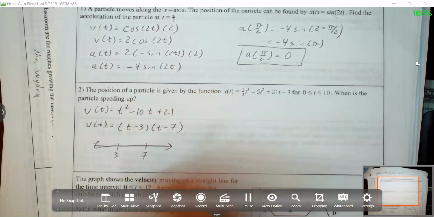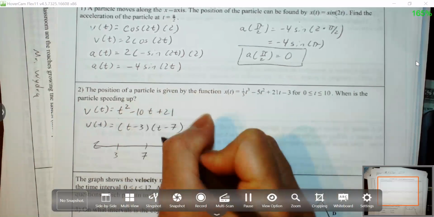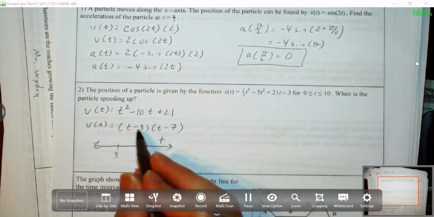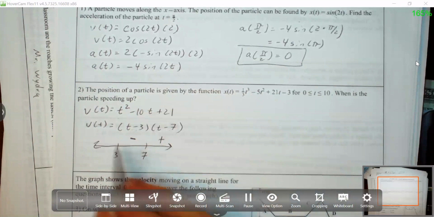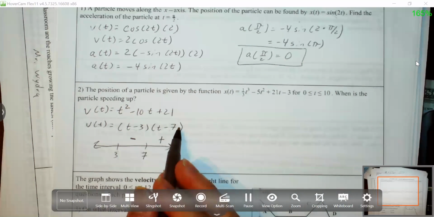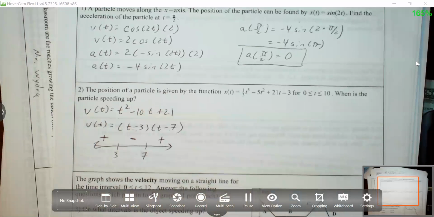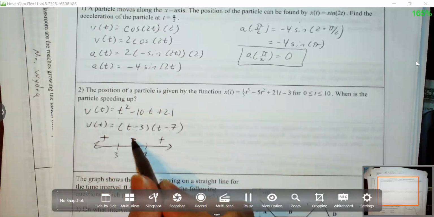There should be a simple sign analysis here. If we pick a number bigger than 7, these are both positive. If we pick a number between 3 and 7, this is positive, this is negative, so it's negative. And if we pick a number like 0, this is negative, this is negative, negative times negative is positive. Okay, so velocity is positive here and here, and it's negative here.